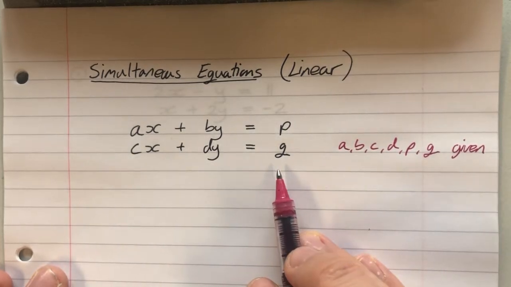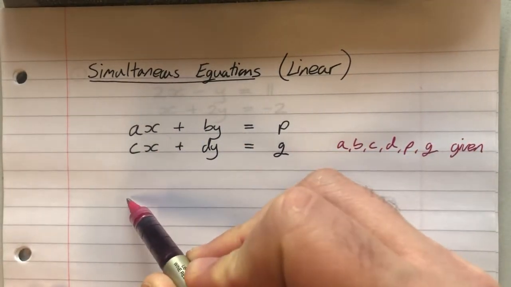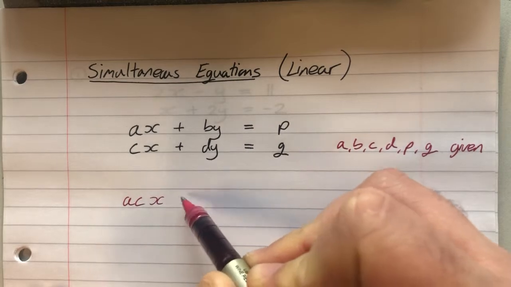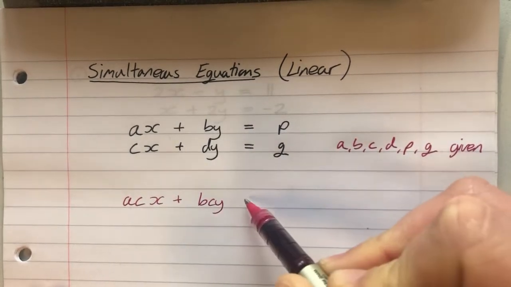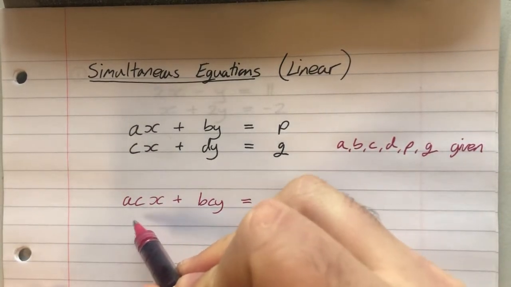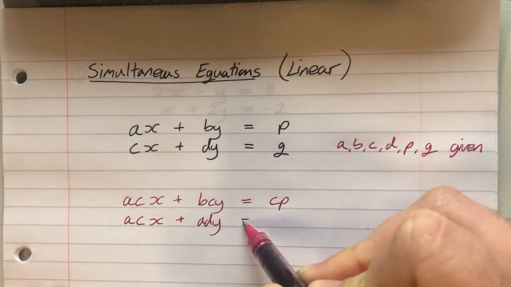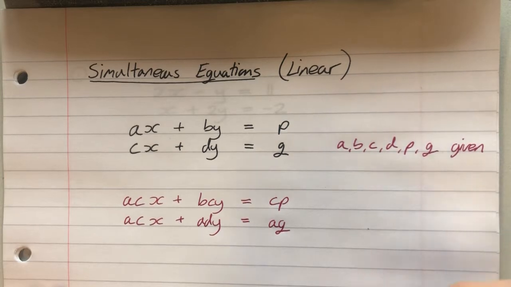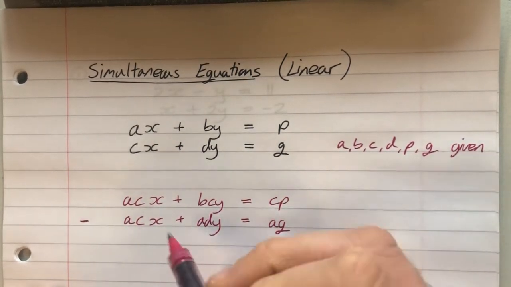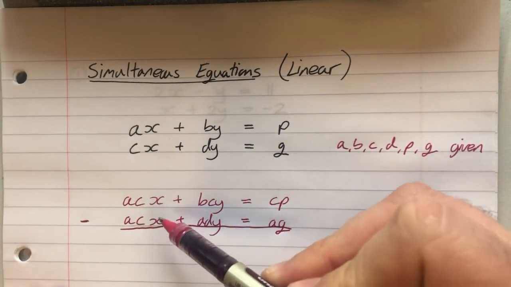The idea behind elimination is that we somehow make the coefficients of one of the variables the same across the two equations. So as an example, let's take this top equation and multiply it by C. So we get ACx plus BCy equals CP. And let's take the bottom equation and multiply it by A. And we'll end up with, again, ACx plus ADy equals AQ. And now what we can do is subtract these two equations because the coefficient of x is the same across the two.